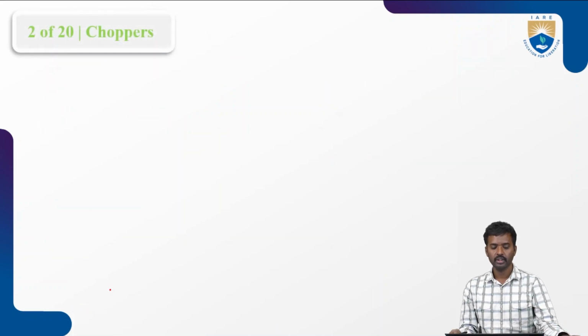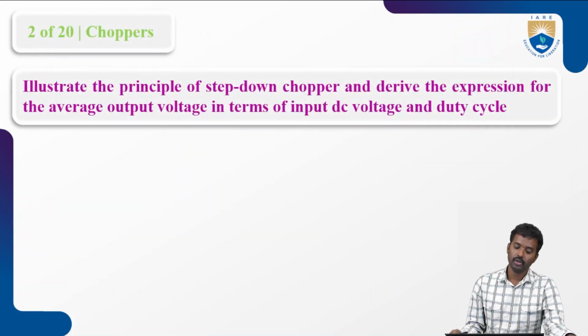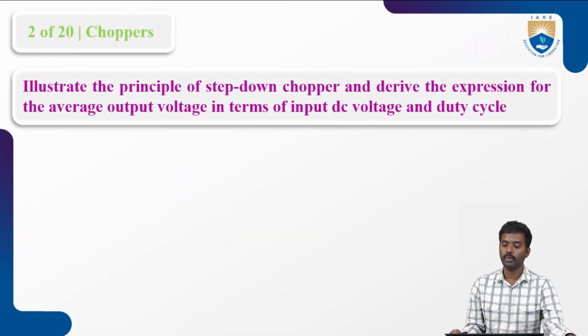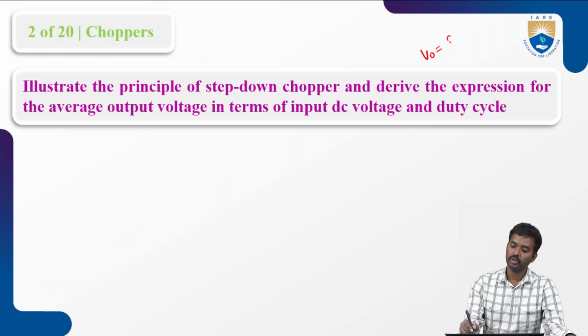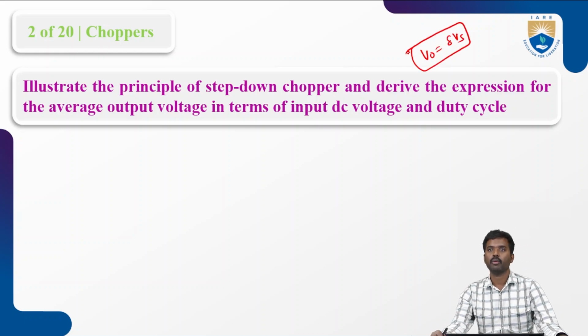And now the second question is: illustrate the principle of step down chopper and derive the expression for average output voltage in terms of input voltage. So now V naught equals delta into Vs. This is the formula.